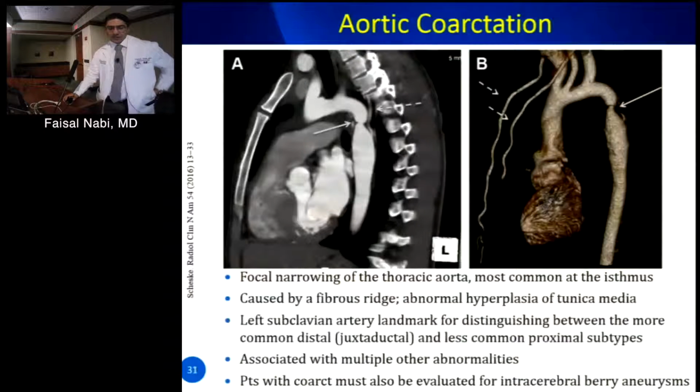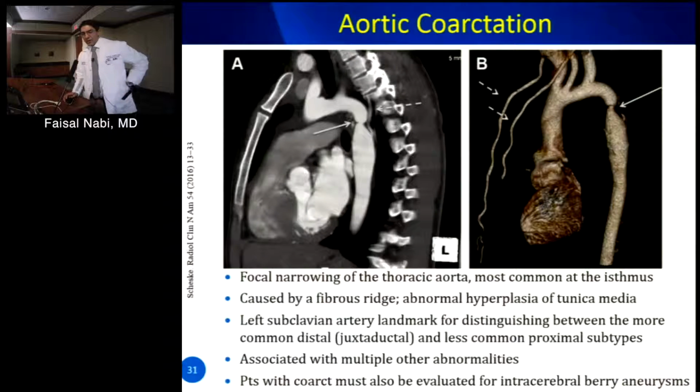Okay, so this is, again, now moving along the aorta. We're now talking a little bit about coarctation. Coarctation is another talk that really, one slide doesn't do it justice. But this is a classic location. It's caused by a focal narrowing in the thoracic aorta, most commonly at the isthmus. It's a fibrous ridge. And we usually use the left subclavian artery to help us distinguish between subtypes.